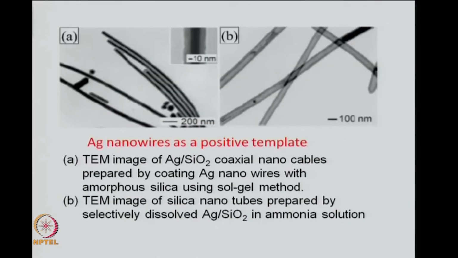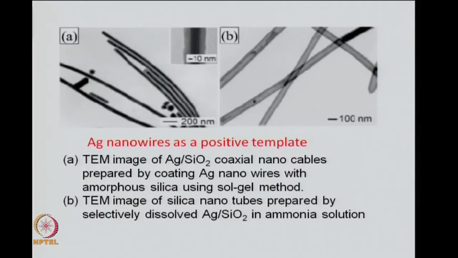So, this is an example of a positive template method, where silver nanowires have been used as a positive template. Here is a transmission electron micrograph, TEM image, of silver coated with silica, SiO2, which we call nano cables. That means there is a nanowire of silver which is the template, and on top of it you have grown SiO2, or silica. So, it is like a coaxial cable.